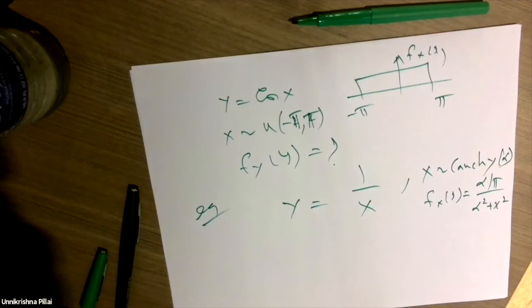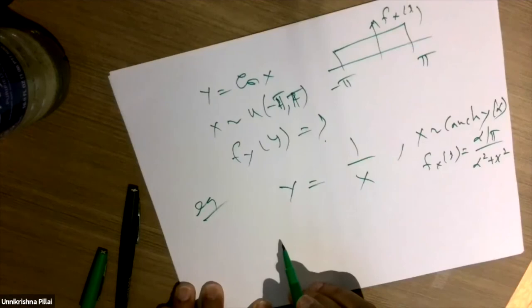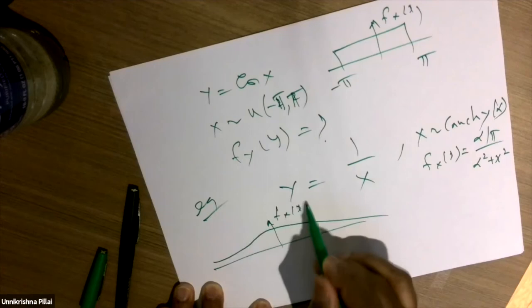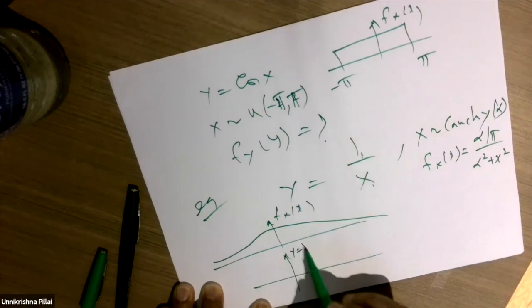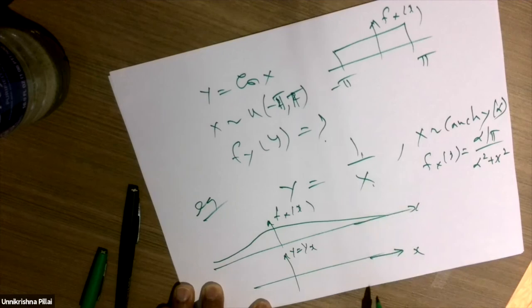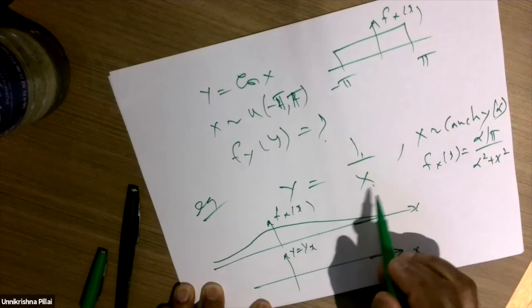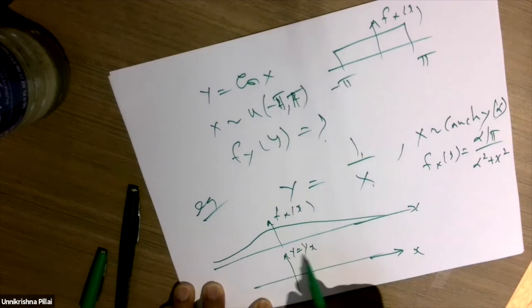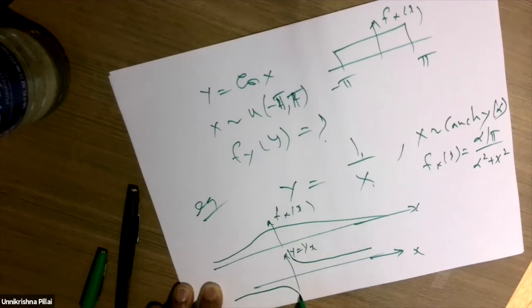So anybody, how do you do this? Let's draw the density function that goes like this. X is given to us. Then we draw this function, y equal to 1 over x. How does that go? Y equal to 1 over x is what? Hyperbola, right? So it goes like this. But is that the whole function? You have this also.